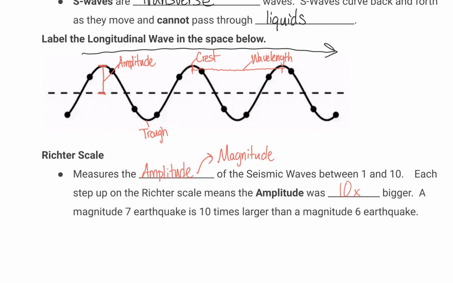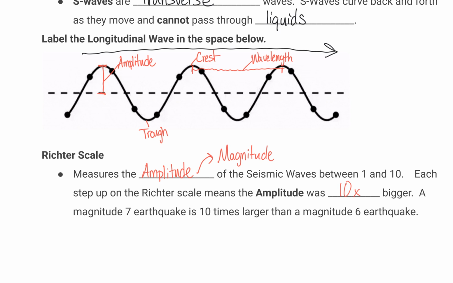A magnitude 3 is 10 times stronger than a magnitude 2, which means it's 100 times larger than a magnitude 1 earthquake. And that continues on up. Like a magnitude 7 is 10 times larger than a magnitude 6 earthquake. So by the time you get to a magnitude 6, it's 1,000,000 times stronger than a magnitude 1 earthquake. So on the Richter scale, the earthquakes get very, very destructive very quickly as we go up.